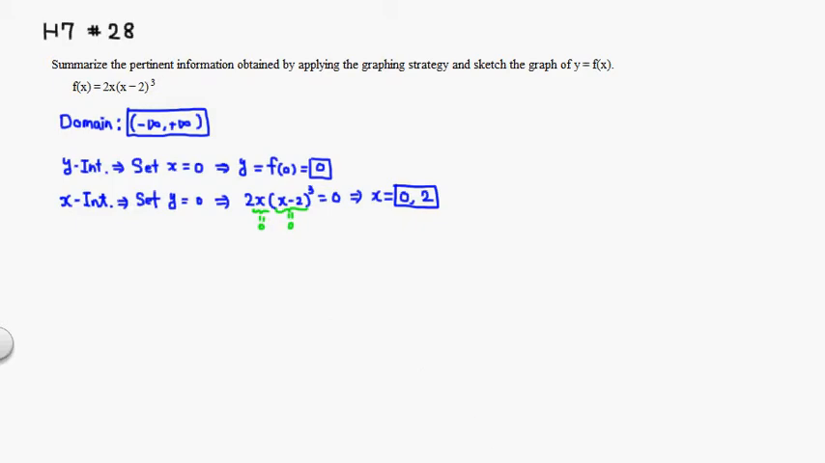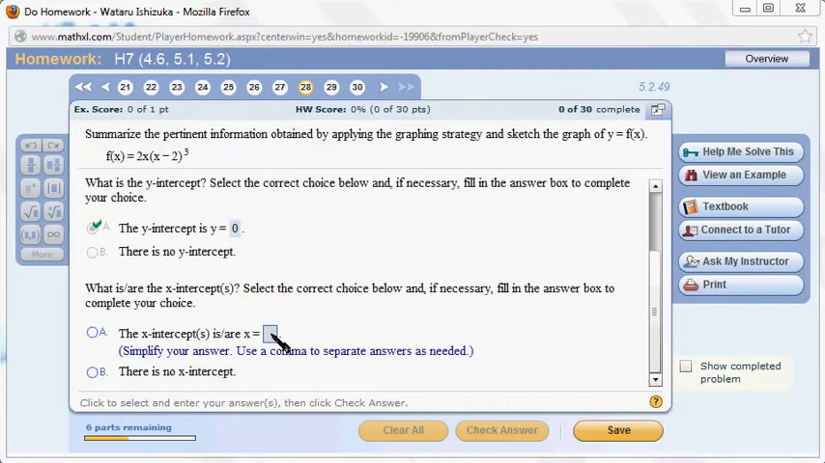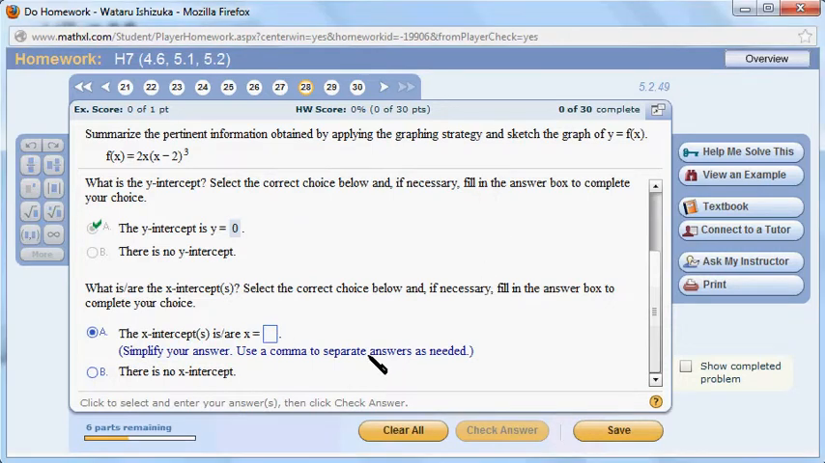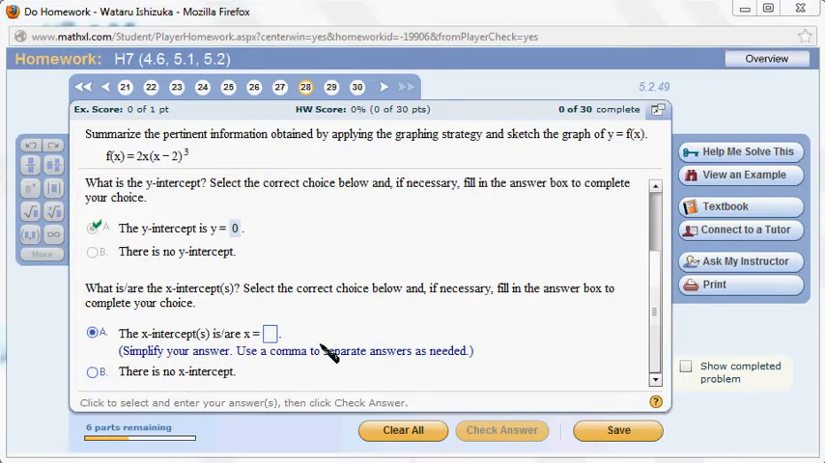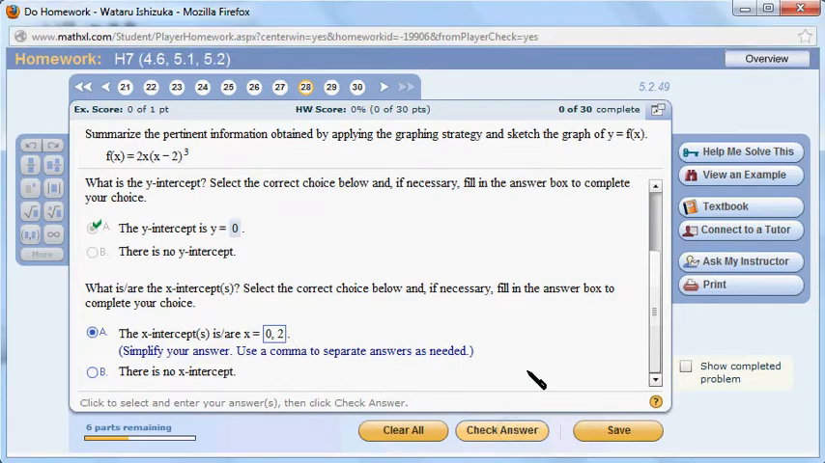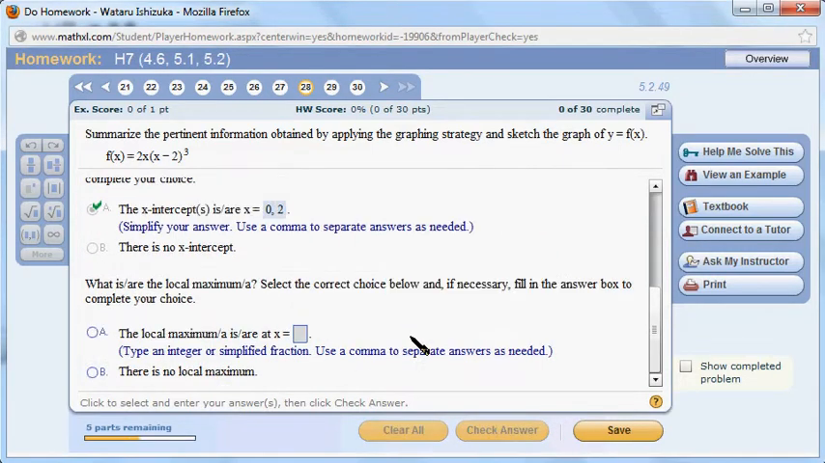So let's type it in. The x-intercepts are 0, comma. It's not typed in. Hold on a sec. It is 0 and comma, 2. So let's check that. We got that.